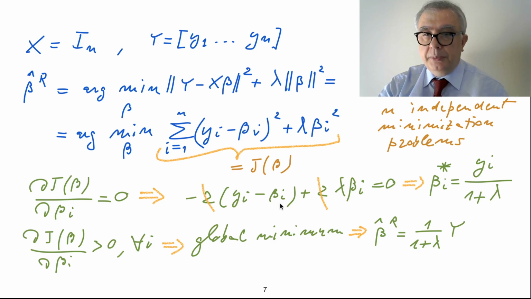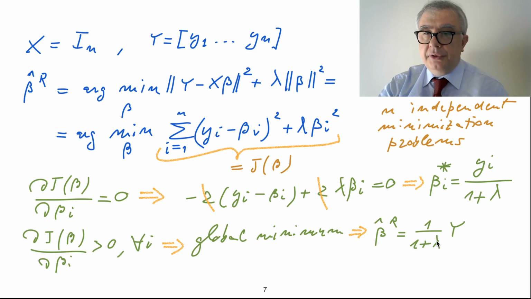So here is the computation, minus 2 times y sub i minus beta i plus 2 lambda beta i. This should be equal to 0, and I will find that the candidate point is beta i star equal y i over 1 plus lambda. And it is immediate to see that the second derivative is greater than 0, so these are global minima for each i, and I put together all these solutions and I find that the ridge estimate has the structure is just y over 1 plus lambda.